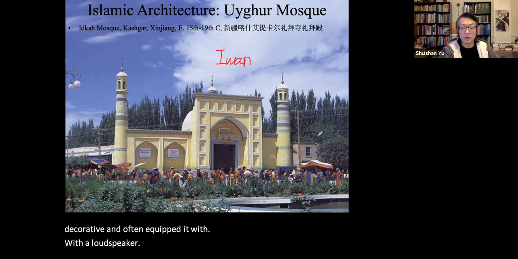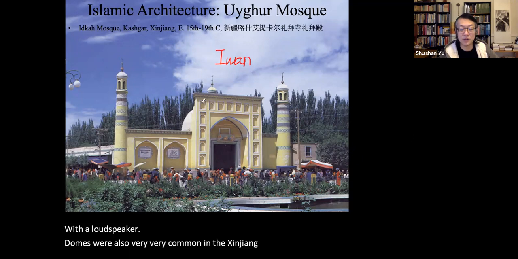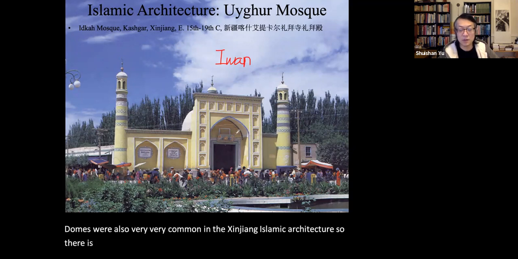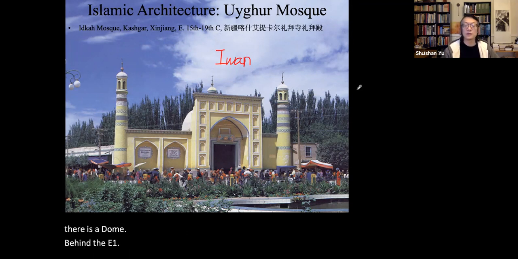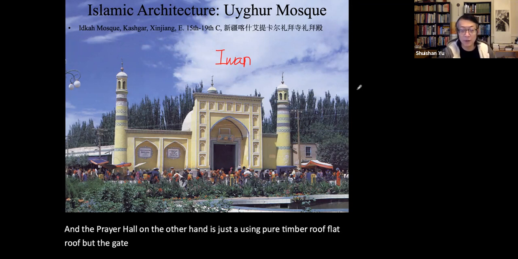Domes were also very, very common in the Xinjiang Islamic architecture. So there's a dome behind the Iwan. And the prayer hall, on the other hand, is just using a pure timber roof, a flat roof. But the gate was highlighted with a dome in this case.